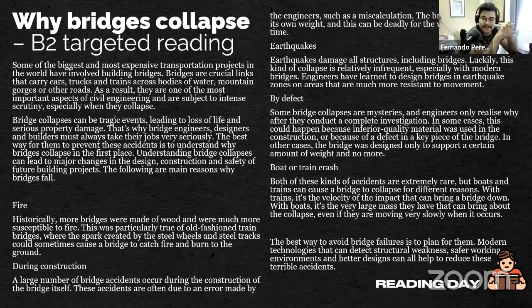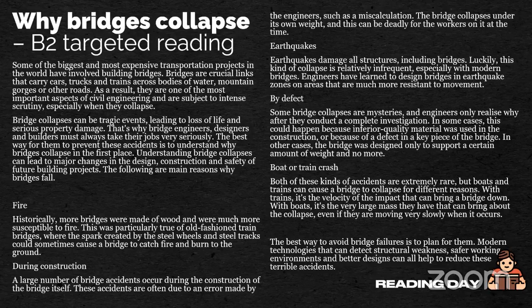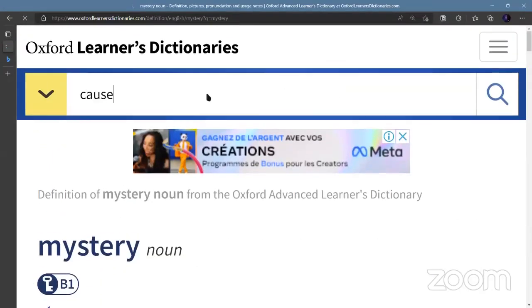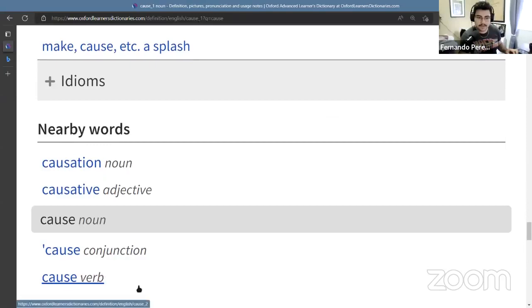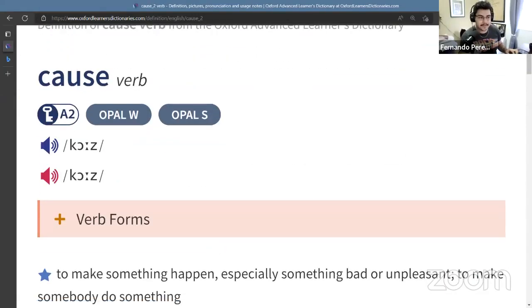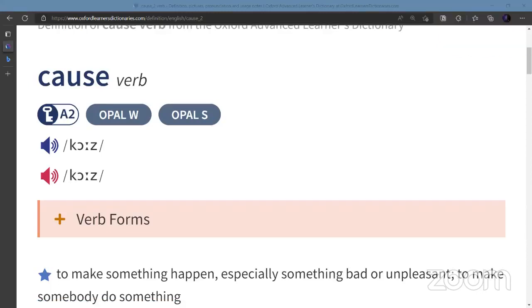Yes. Okay, tell me about this one. When the trains go very fast, they could provoke. Spanglish. The word here is this one. Cause, yes, cause. Exactly, they can cause as a verb. Cause, okay, to make something happen.